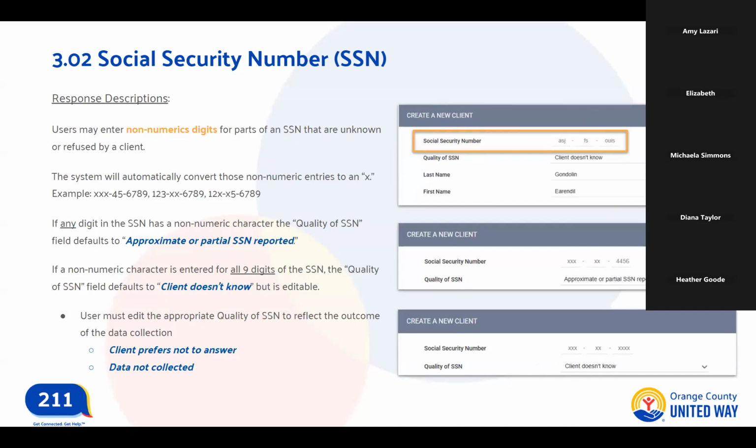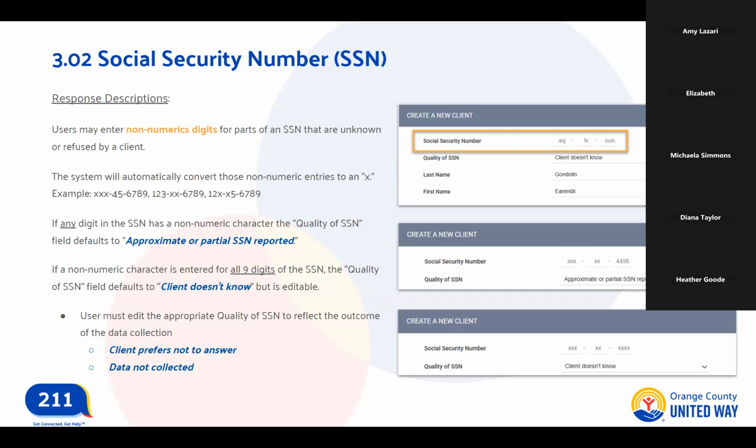When completing the Social Security number field, users may also enter non-numeric digits for parts of the Social Security number that are unknown or refused by a client. The system will automatically convert those non-numeric entries to an X. If any digit in the Social Security number has a non-numeric character, the quality of Social Security number field defaults to approximate or partial Social Security number reported.